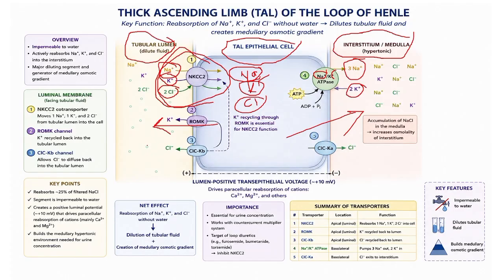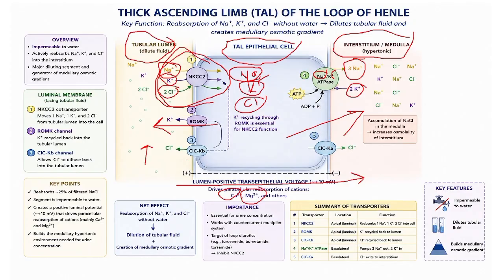Now, because there's an increase in the positive charge, what happens? We have our divalent cations, and the divalent cations here are calcium and magnesium. So an increase in the positive charge in the lumen will repulse the divalent cations, calcium and magnesium, to be reabsorbed in between the epithelial cells. So there will be movement of calcium and magnesium also into the medulla.